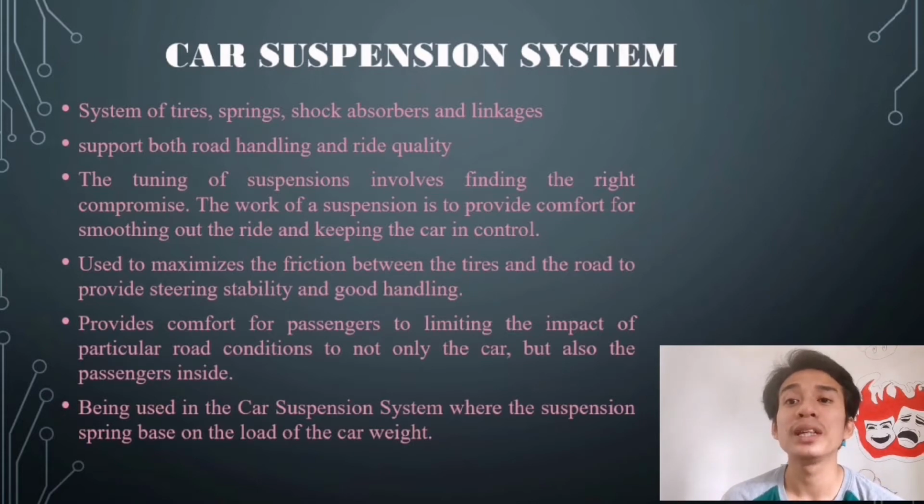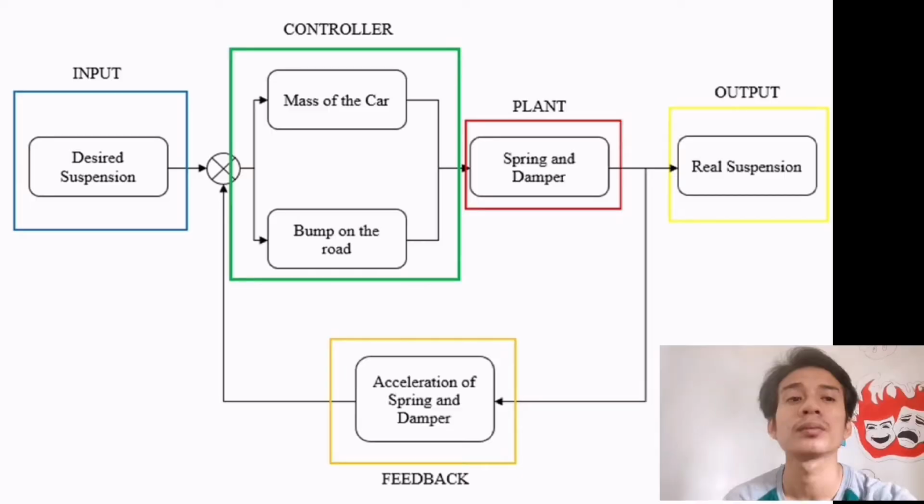The control system is used in the car suspension system, where the suspension spring is based on the load of the car weight. When driving on the road, car tires naturally roll over various imperfections and bumps. Those bumps interact with the car wheels, applying force each time. The laws of physics dictate that every force exerted on an object has magnitude and direction.